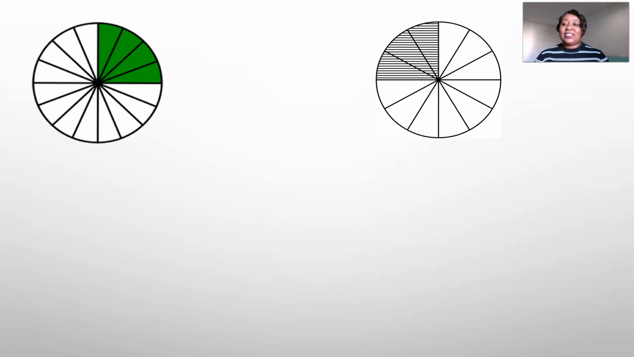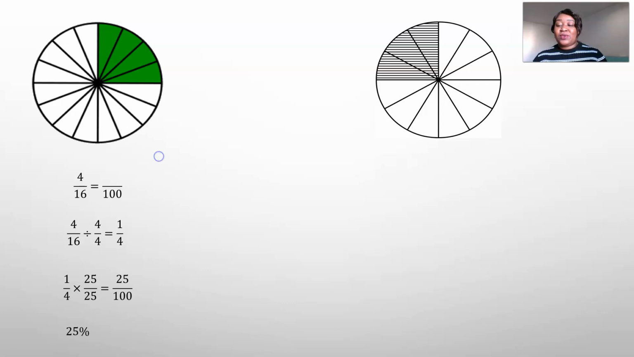Let's check our answer. 4 out of 16 is, we want to find the percent of 4 out of 16, but I know 16 is not a factor of 100, so I need to reduce it to a simpler number that I can divide into 100. So in other words, I can divide it by 4 over 4 and get 1 over 4. Guess what? It's the same. 1 over 4 times 25 over 25 is 25. So we have 25% on the first one.